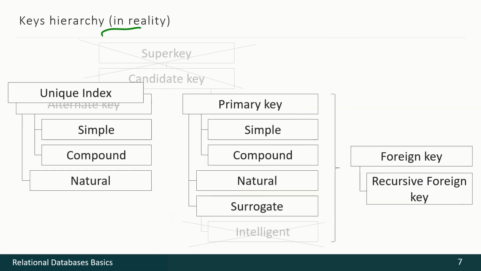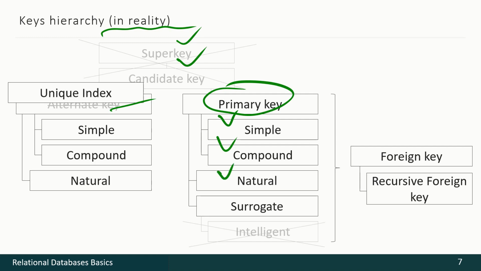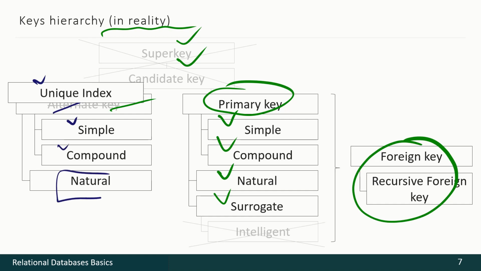Of course, reality looks different than theory. There are no super key, candidate key, and alternate key in reality. There are only primary keys that may be simple or compound, natural or surrogate. There are foreign and recursive foreign keys, of course. And instead of alternate keys, there are unique indexes that may be simple or compound, and they are always natural. So there are no surrogate or intelligent unique indexes. Never. It would be madness.